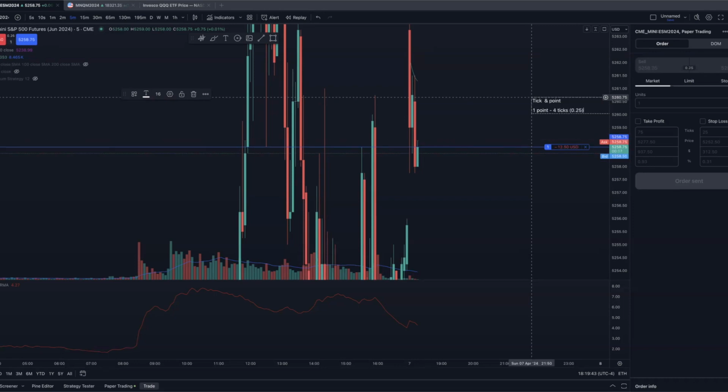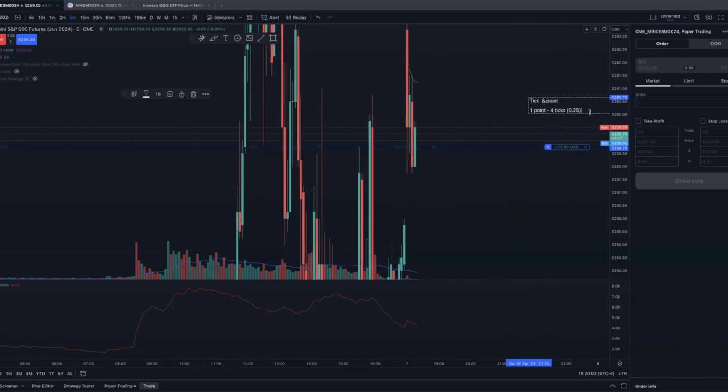So let's say our entry was at 5258.75. If it moves up 1 point, which is 5259.75, you're going to be making $50. When it is for mini contracts, by the way, for each point, it's $50. If it goes in your direction, you're going to be making 50. If it didn't go in your direction, you're going to be losing 50.